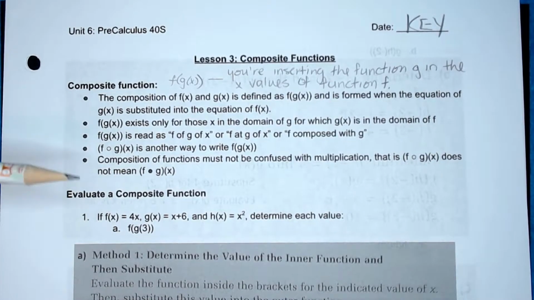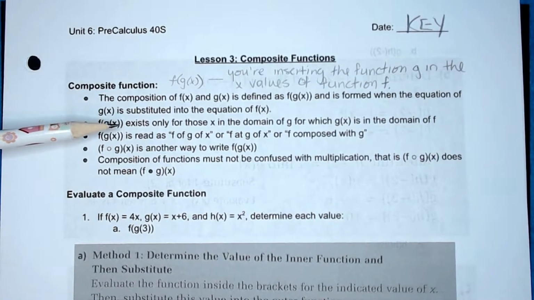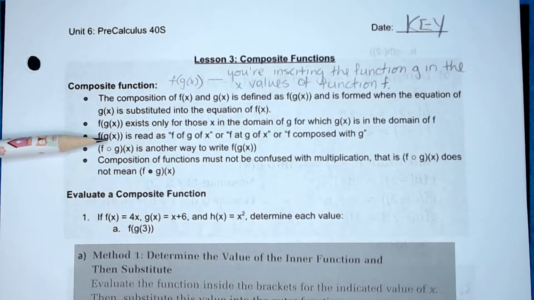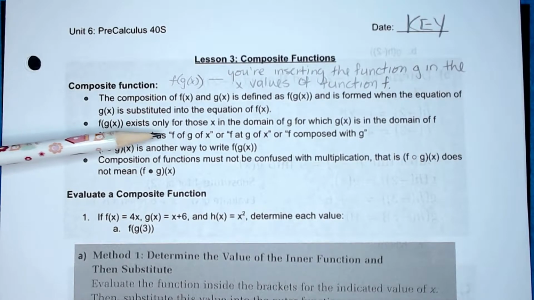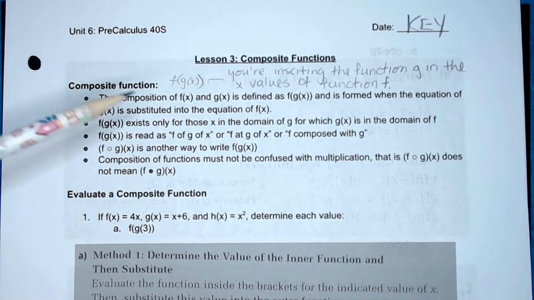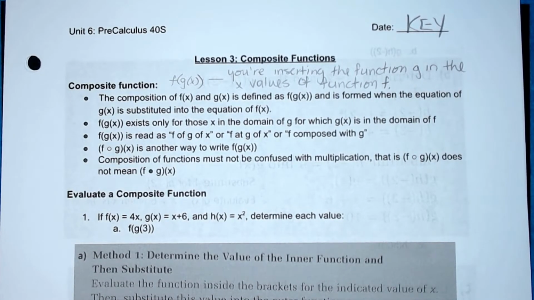So f of g of x exists only for those x in the domain of g for which g of x is in the domain of f. That's a little bit confusing, but you'll see in the examples what that means. f of g of x is read as f of g of x or f at g of x or f composed with g. So those are three ways of saying the exact same thing.